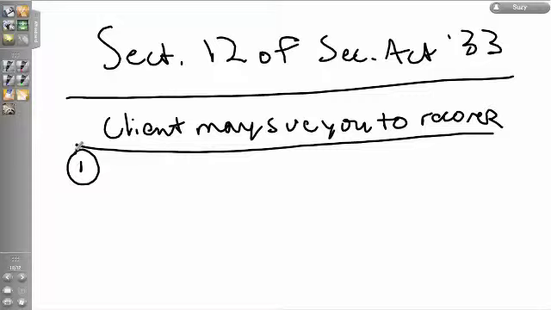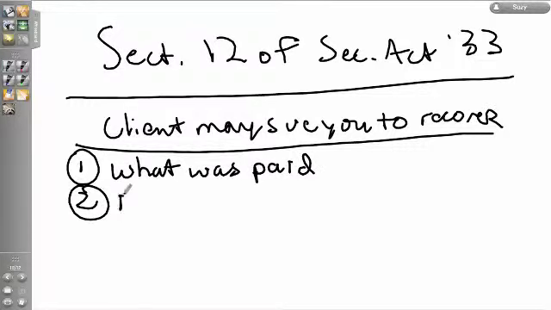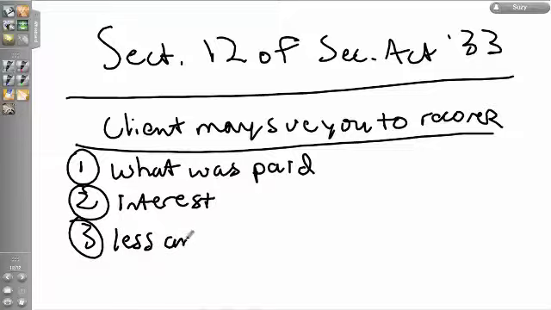Consideration paid for the security, so what was paid, plus interest. Generally speaking, how much the interest is varies by state, set by the state securities administrator. Less any income received. So if the security that was sold to you in violation of the act paid you dividends, or you sold and had a gain, or maybe it was a bond and it paid interest, minus that. So this is what the person may sue you to recover.